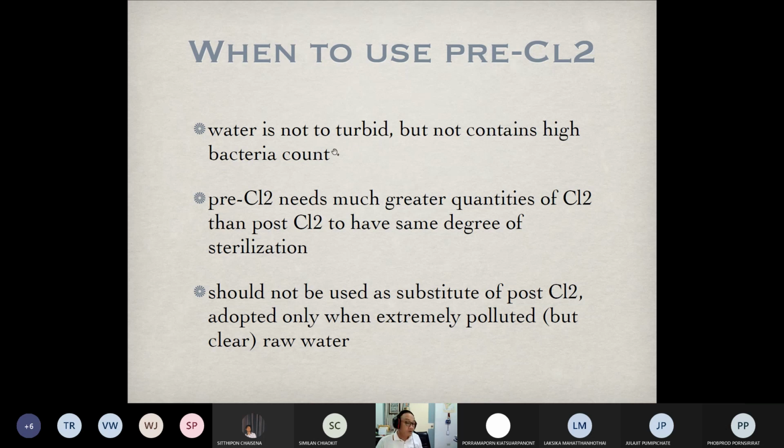For turbid water, it's not recommended to use pre-chlorination. If the water is too turbid, then we don't apply chlorine. In case you want to kill the germs, pre-chlorination may need much greater quantities of chlorine than post-chlorination, because a certain amount of chlorine may react with some contaminants in the water itself.